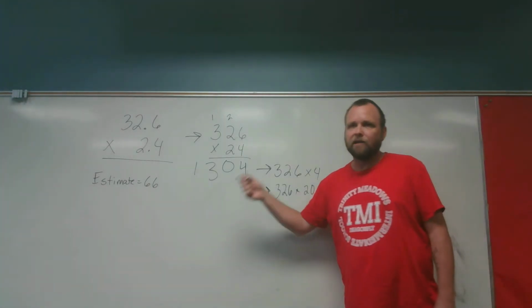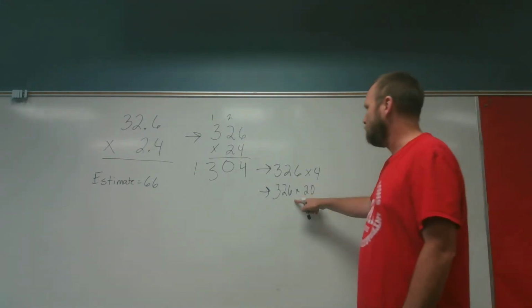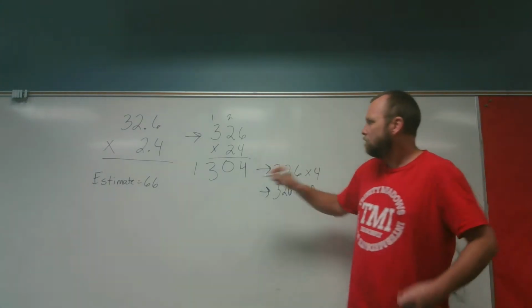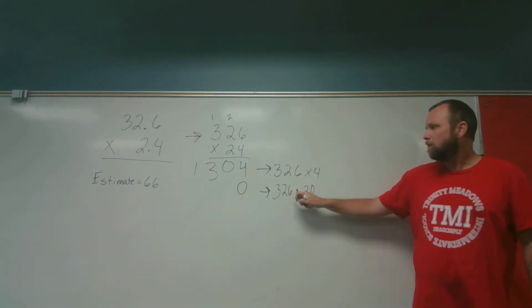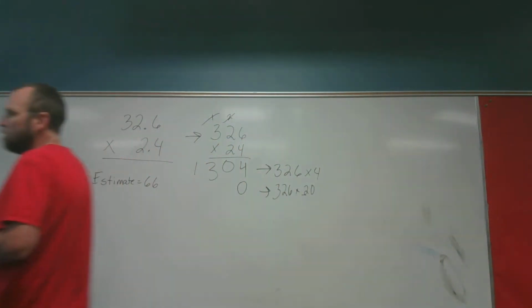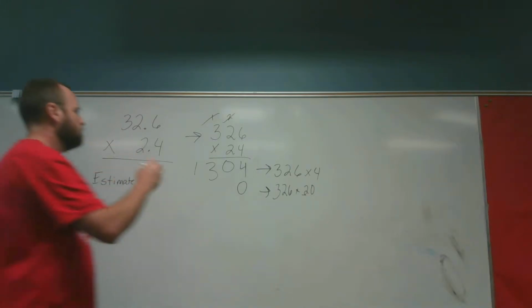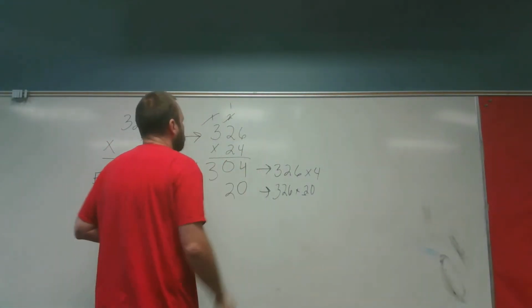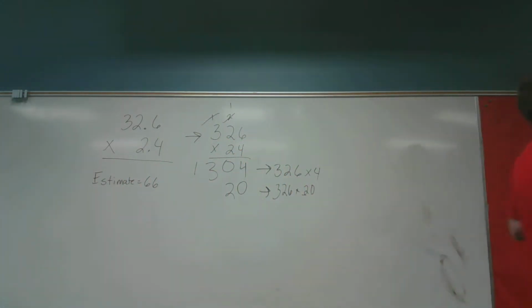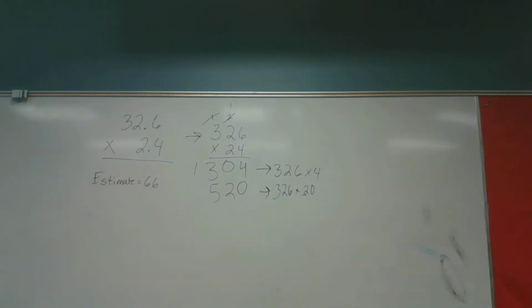I'm not asking you to change the way you do it. I'm just telling you why we put this 0 down. Because 326 times 20 means we're going to need a 0 in the ones place, because we're starting to multiply in the tens place. Izzy, 2 times 6? 12. My 2 in the tens place, carry my 1. Izzy, 2 times 2, plus 1? 5. I don't have to carry anything. Izzy, 2 times 3? 6.